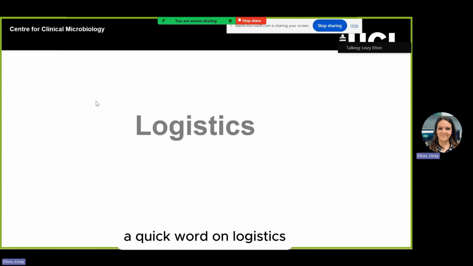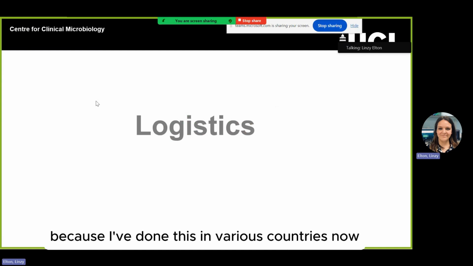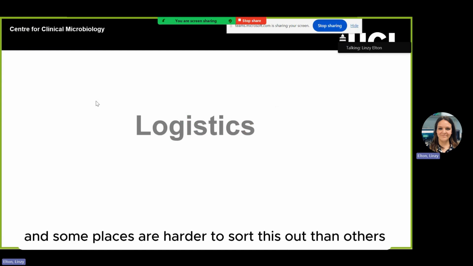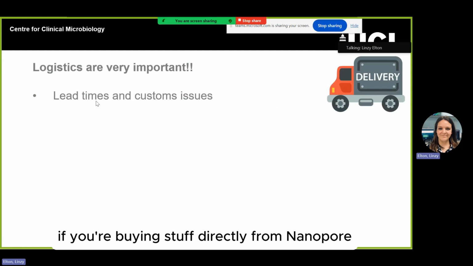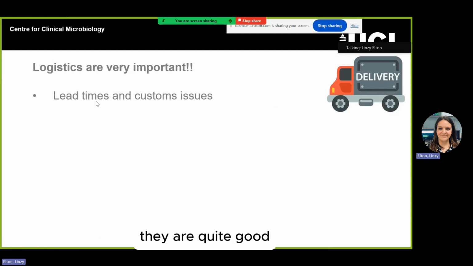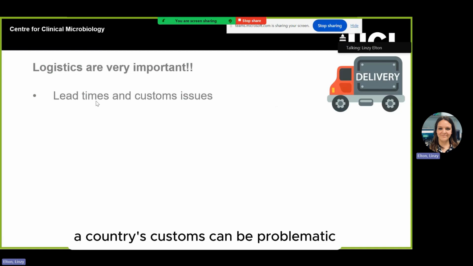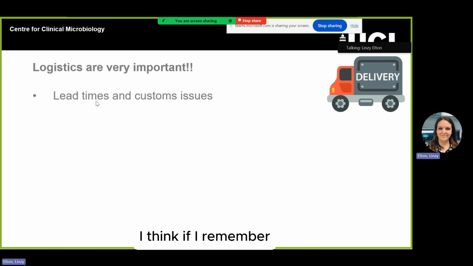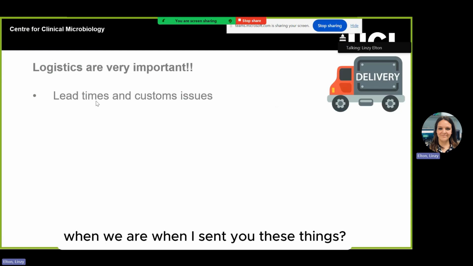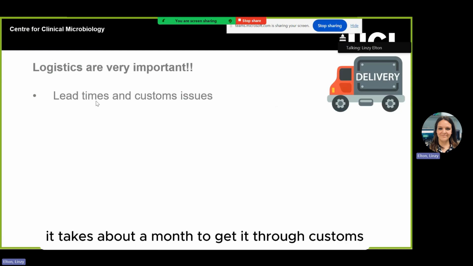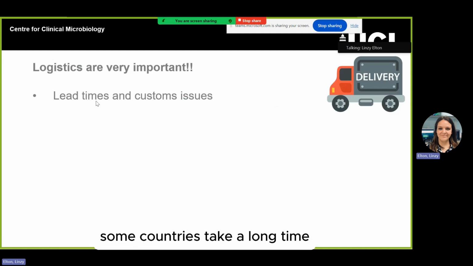A quick word on logistics, because I've done this in various countries now, and some places are harder to sort out than others. Lead times and customs issues can be a real problem. Nanopore, if you're buying stuff directly from Nanopore, they are quite good and they do ship relatively quickly, but getting stuff through a country's customs can be problematic. I think, if I remember, Juma, it took about a month to get them into Tanzania when I sent you these things. I can't remember off the top of my head. In Zambia, it takes about a month to get it through customs, and Gabon. Some countries are very quick, some countries take a long time.